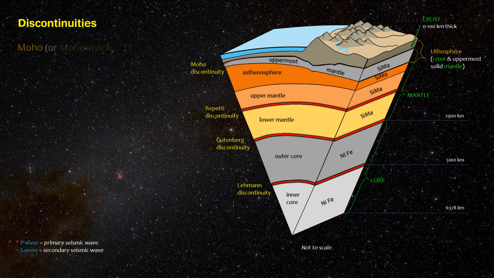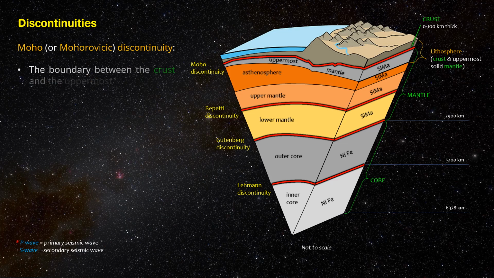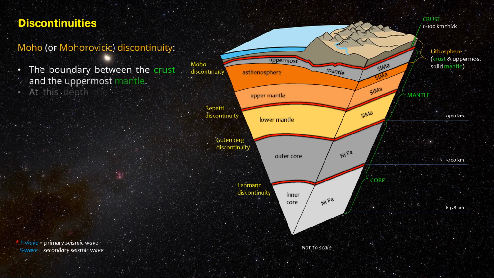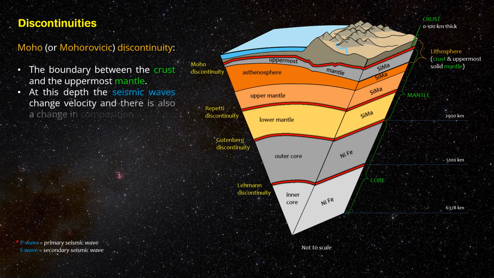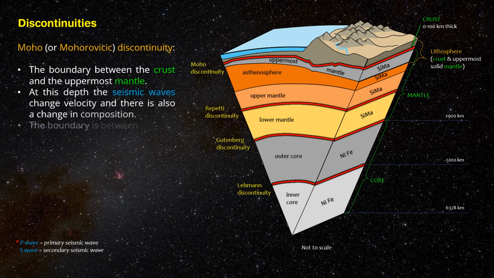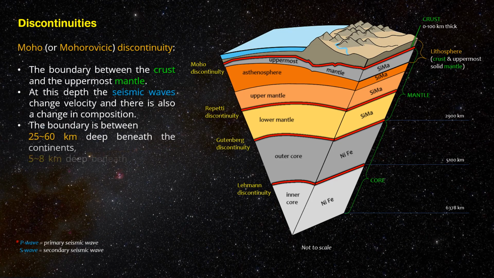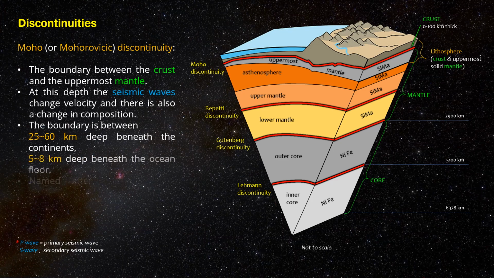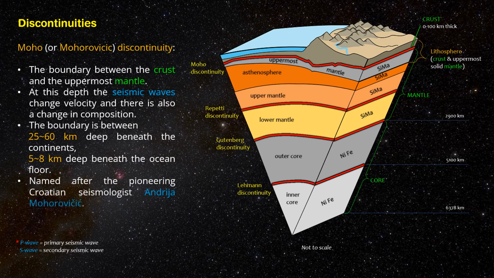Moho, or Mohorovičić, discontinuity, the boundary between the crust and the uppermost mantle. At this depth the seismic waves change velocity and there is also a change in composition. The boundary is between 25 to 60 kilometers deep beneath the continents, 5 to 8 kilometers deep beneath the ocean floor, named after the pioneering Croatian seismologist, Andrija Mohorovičić.